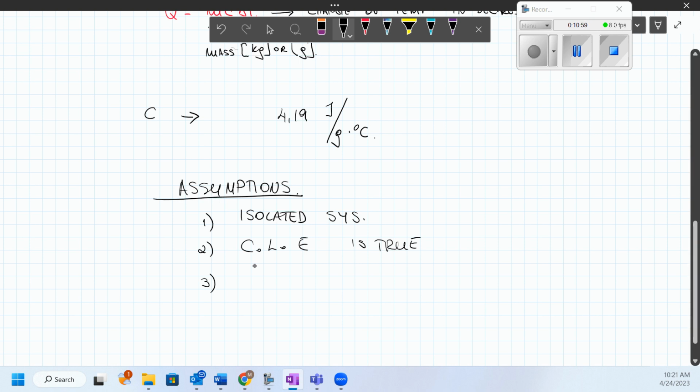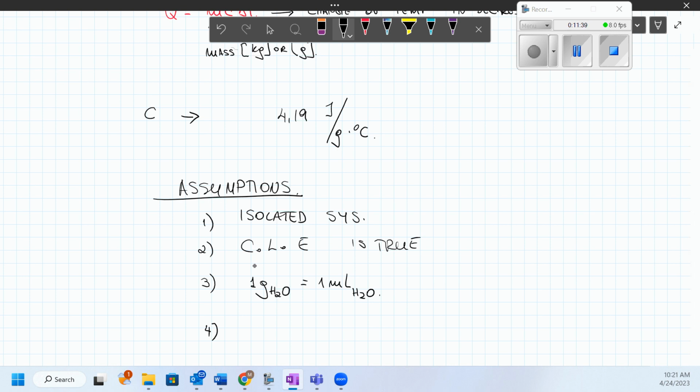The third one, which is something that you have to keep in mind, is that the density of water is 1 gram per 1 milliliter. So it means that 1 gram of water is equal to 1 milliliter of water. Usually we measure the volume of a liquid in milliliters, but for water, 1 milliliter is equal to 1 gram of water.